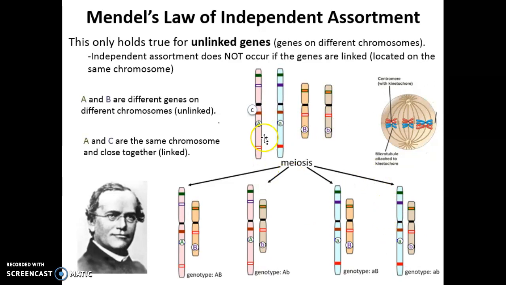However, if the genes are linked, meaning they're on the same chromosome, they're going to always tend to be inherited together. So for example, gene big A is on the same chromosome as big C. So typically these would be inherited together once they line up during metaphase 1, if they weren't separated during genetic recombination. So this only holds true for unlinked genes, or genes on separate chromosomes, because if they're on the same one, they're going to be inherited together.